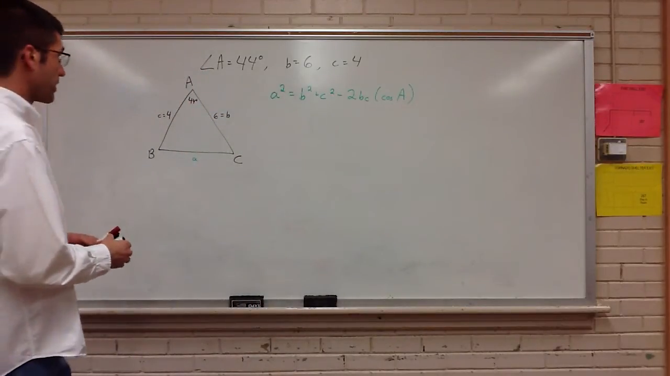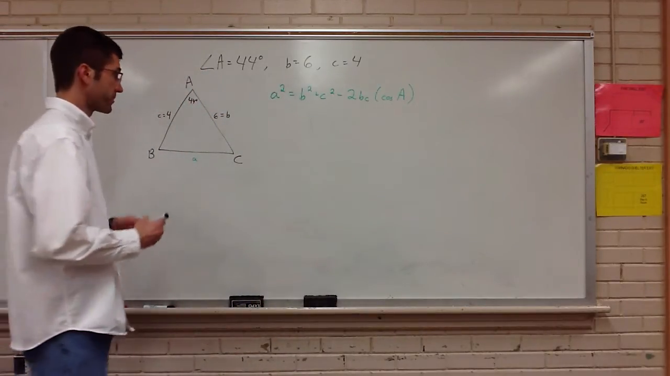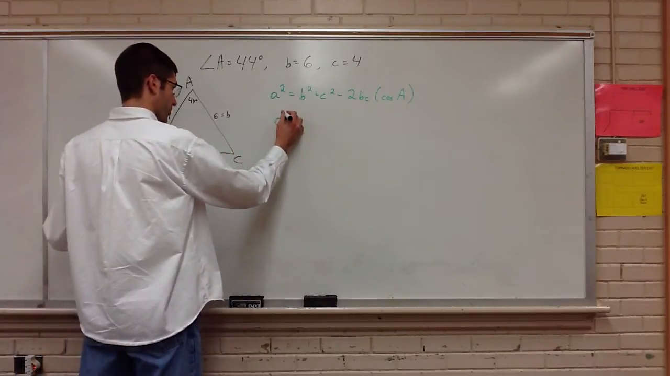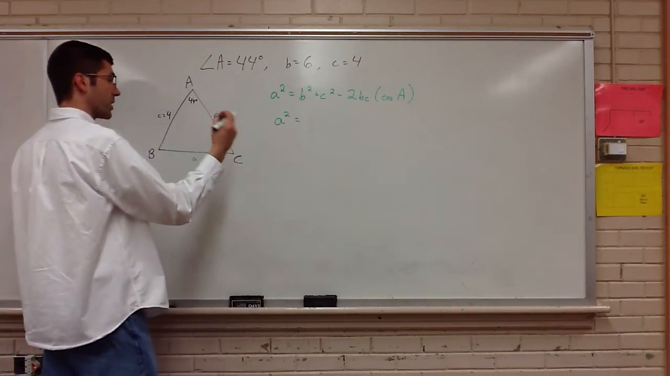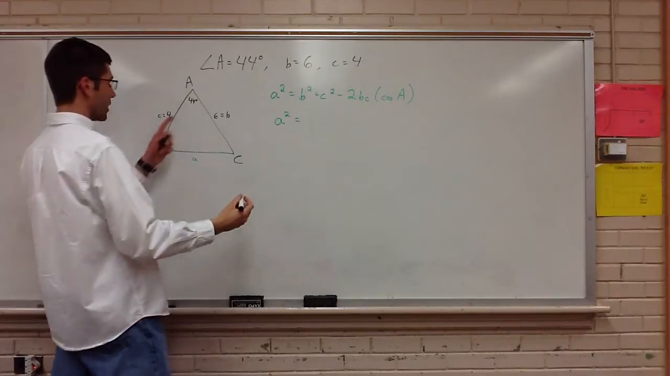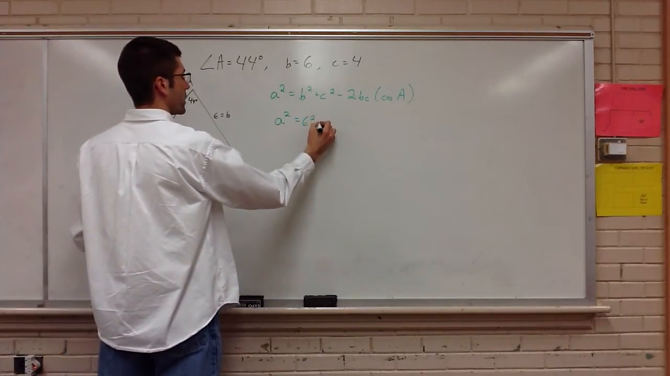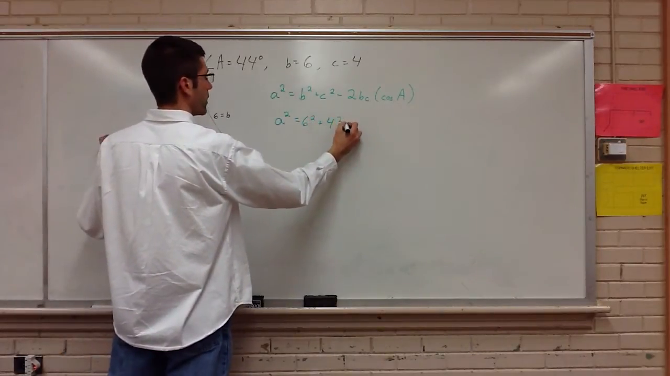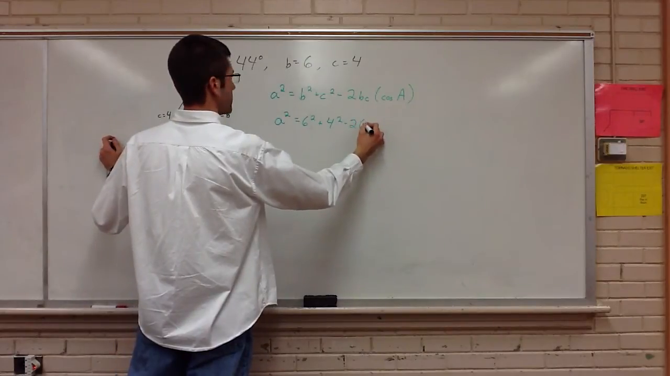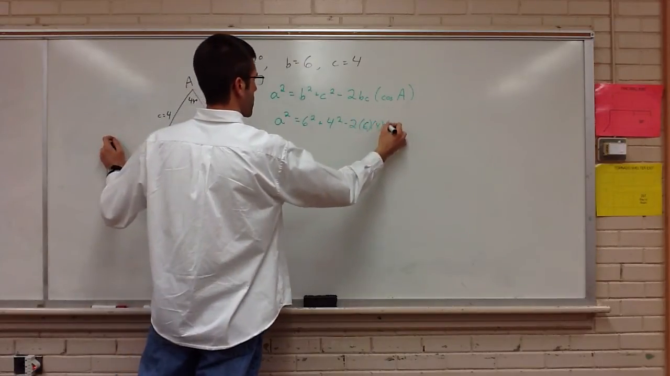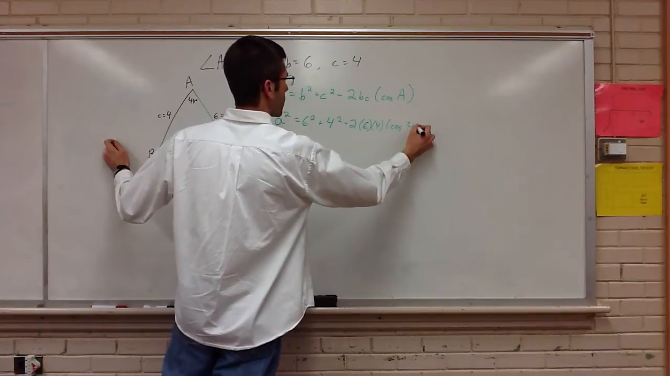Let's start filling some stuff in. This actually is going to be one of the easier ones because everything is going to be working to our favor because almost everything we need is on one side. So little b is 6, little c is 4, 2 times 6 times 4 times the cosine of 44.